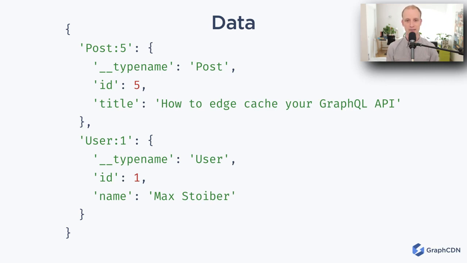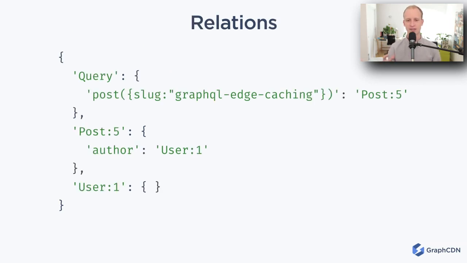We have the post with the ID 5 data and the user with the ID 1 data, but how do we know that the post author is the user with the ID 1? Well, Urql stores that in a separate data structure that looks like this, which essentially just talks about the relations or the links between things. So here we're essentially saying, hey, if you're fetching the post with this specific slug, that corresponds to the post with the ID 5.